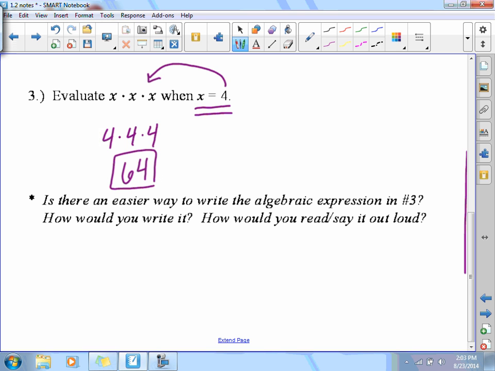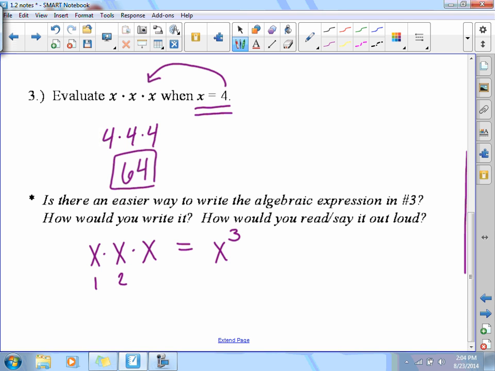And then there's a question here that says, is there an easier way to write an algebraic expression like example number 3? So that means, is there an easier way to rewrite x times x times x? And the best way to rewrite that would be as x to the third power. And that uses an exponent, which we're going to talk about today. The reason that it's a 3 is because there are 3 x's.